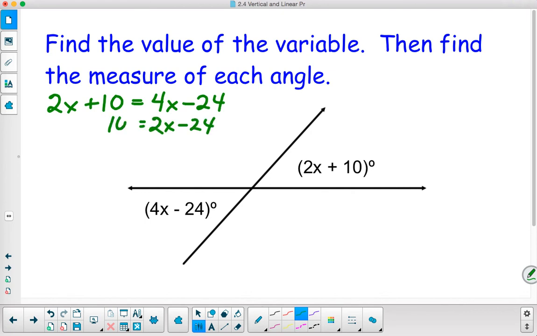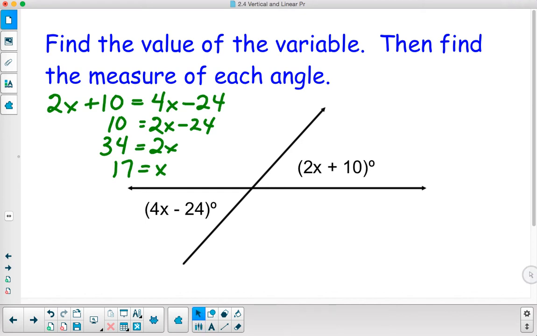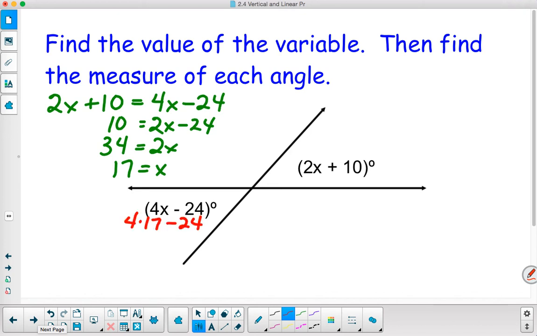I subtracted 2x from each side. I'm adding 24 to each side. And I'm dividing by 2. Now let's find each angle. I'm going to switch colors for you. Okay, 4 times 17 minus 24, 44 degrees. 2 times 17 plus 10. That's 34 plus 10. This is 44 degrees.